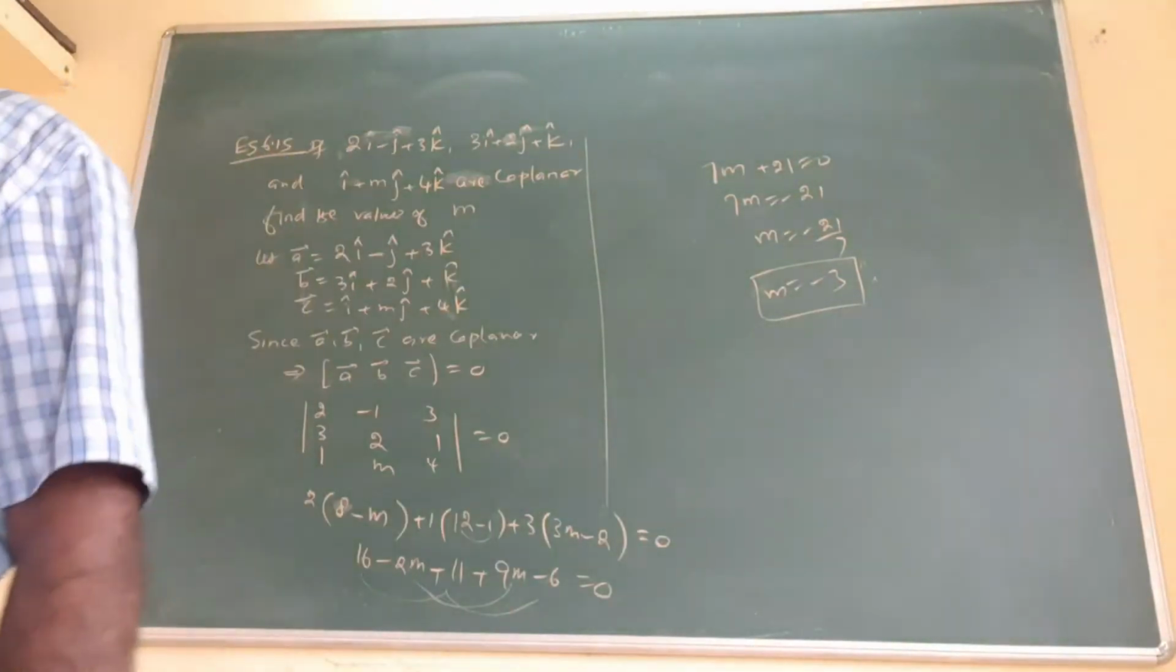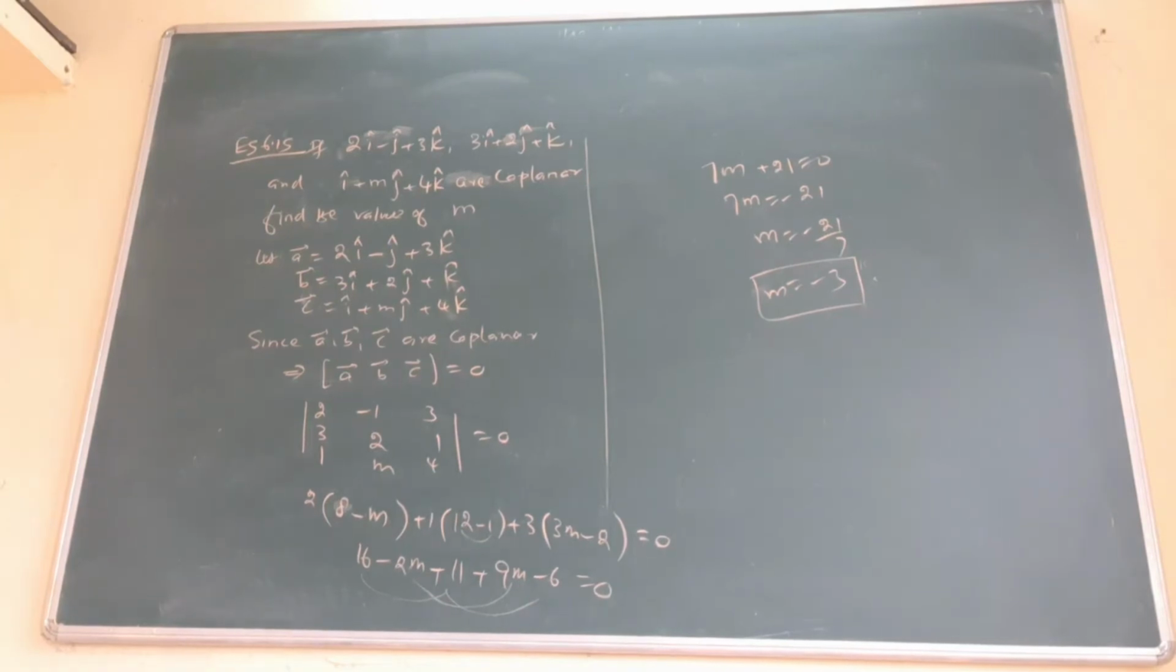Number 2 mark question. This set of problems are 2 mark. Very simple concept. Box product equal to 0. You must find the way. That's all.